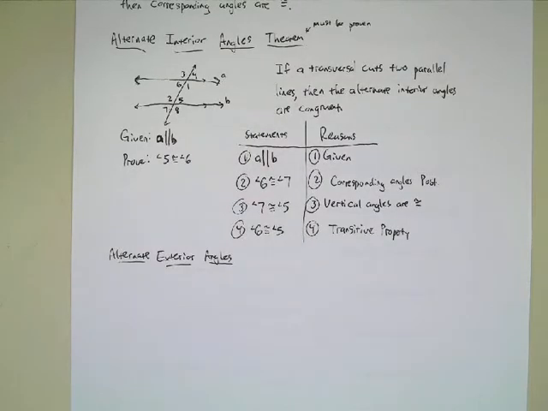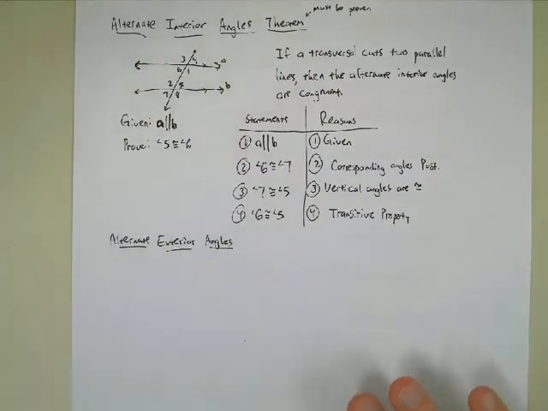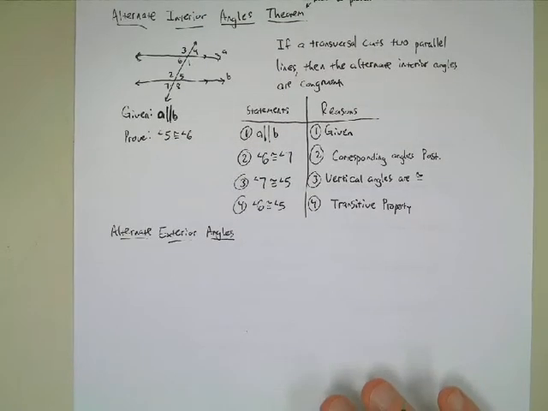Alternate exterior. And again, what does it look like is true here? What do we think is true? If we have two parallel lines, or basically parallel lines, cut by a transversal, what's going to be true about our alternate exterior angles? They're going to be what? Congruent. Exactly right. Hopefully you all got that same thing with yours. That's exactly right.